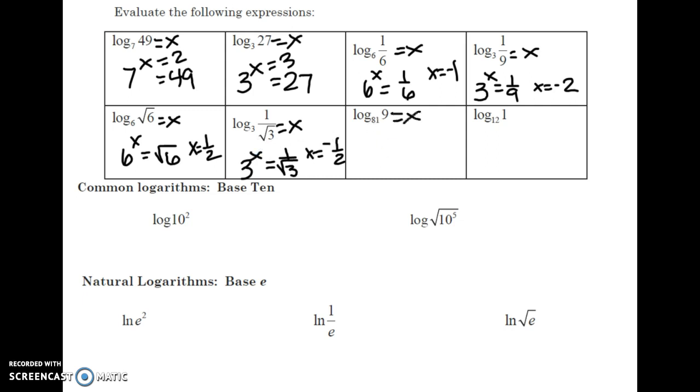All right, going to this problem. 81 to what power will equal 9? Well, to get 81 to 9, I must take the square root. So x must be a half.